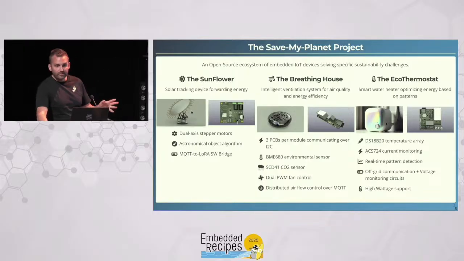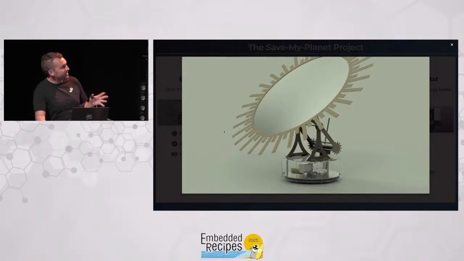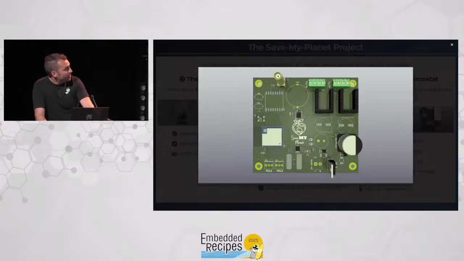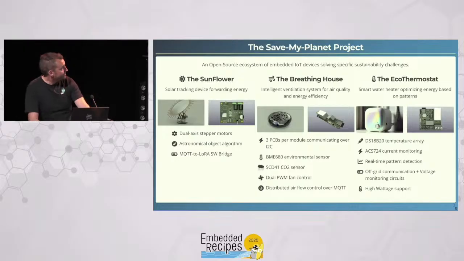One of the first projects we have is the Sunflower. It's basically a device that you would put in your garden that has a big mirror, it's called a Heliostat. It has 2 dual-axis stepper motors and sends the sun from your garden back into your house. It can follow the sun, the moon, and multiple different astronomical objects. We have developed our own PCB for that. That's the most recent project, so it's not fully finished, but it's ongoing.